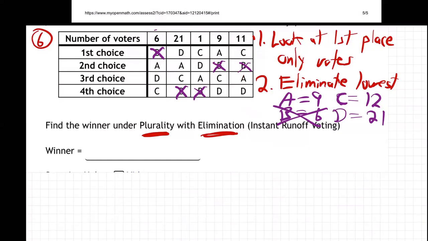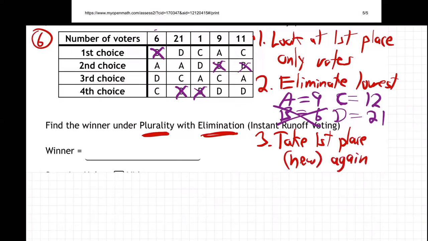Well, it's going to be in the way. But then you take first place again. Take first place, which is new. Again, now you might think, what do you mean it's new? It's just going to do the same thing every time. No. Notice, look at these first 6 voters.